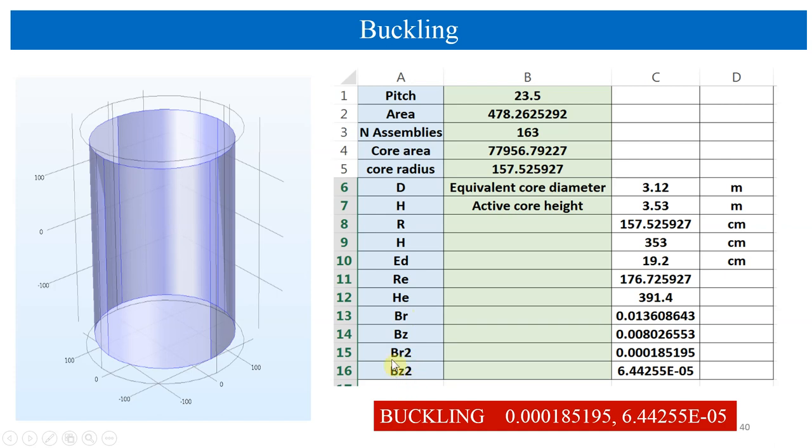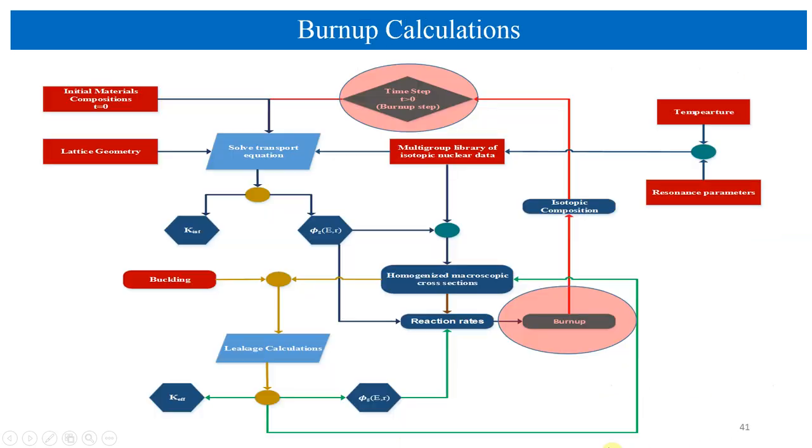In WIMS, we introduce the buckling in terms of the square buckling in the radial and in the Z direction, and we can write it in the card like buckling equals this number, which is the sum of the squares of the buckling in the radial direction and in the Z direction. Now we have already finished the initial material composition, the geometry, the library, and the buckling.